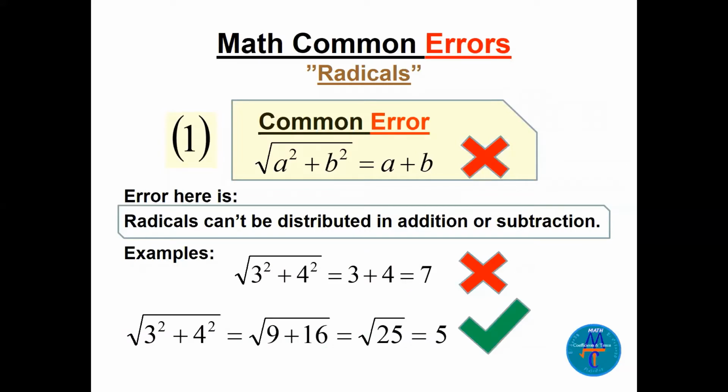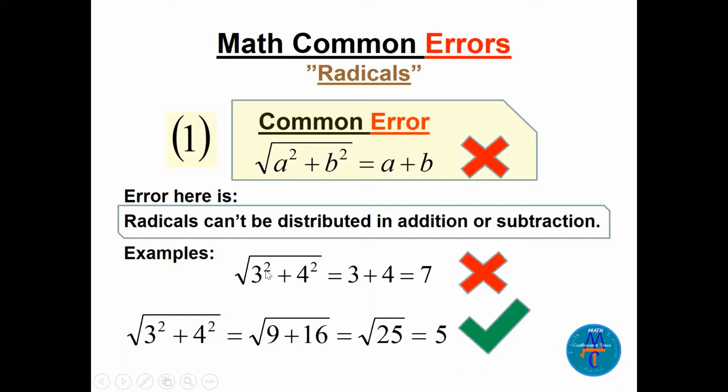The first common error I have observed: many students, when they have square root of a squared plus b squared, they write a plus b. Big mistake. Because with radicals, we cannot split the radicals and distribute them in the case of addition or subtraction. So I put here a big error in red.